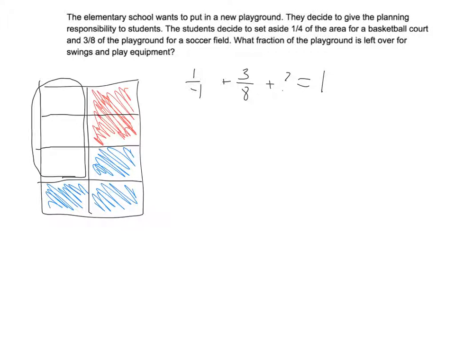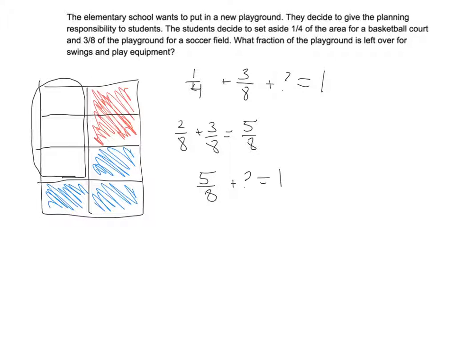Now, in order to figure out what this question mark is, what this missing amount is, we need to add these two fractions together and then figure out that difference from 1. So we're going to need to use our common denominator, which in this case is going to be 8. So we can rewrite 1/4 as 2/8. And if we add that to 3/8, we're going to get 5/8. So now we can rewrite our original equation as 5/8 plus question mark equals 1.